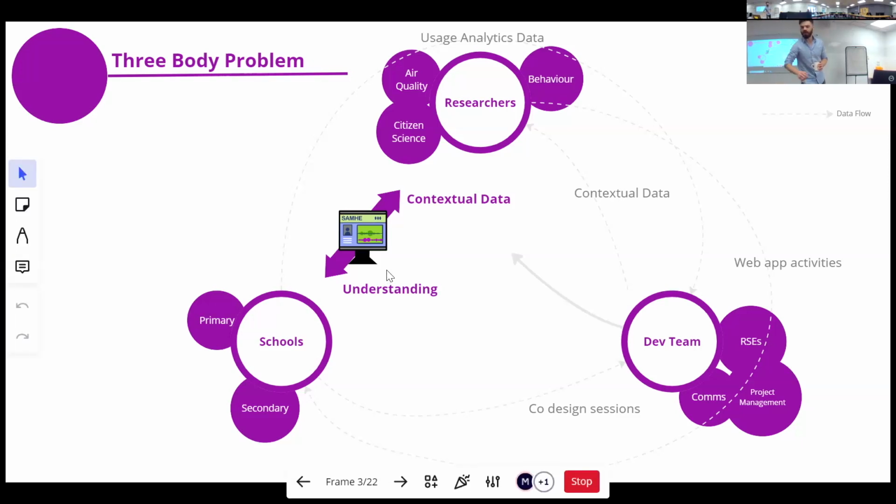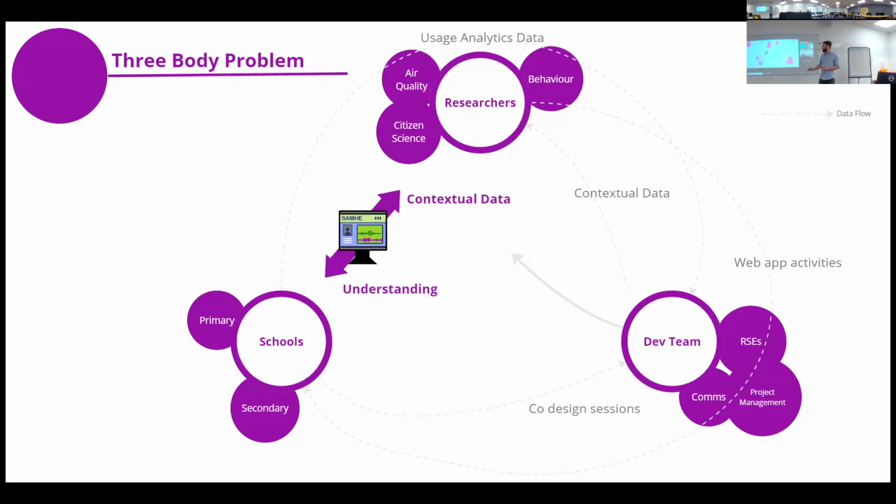Because we stuck this app in the middle, we had the two key stakeholders of the schools and the researchers, but then as software developers, we became a stakeholder as well. What I call the three-body problem is that we had this constant tension between whose problem was most important. Throughout the project, that really drove decision-making, and trying to solve that complexity is what I'm going to talk about a little bit today.